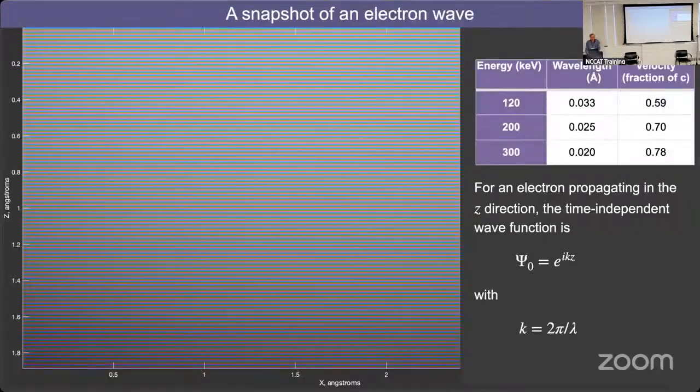So electron waves have very short wavelengths. In our favorite 300 kV microscopes, the electron wavelength is about 20 picometers, and the electrons are going through the column close to the speed of light. And at the kind of doses that we use, there's one electron in the column at a time. So that electron wave is interfering with itself as it goes through the microscope.